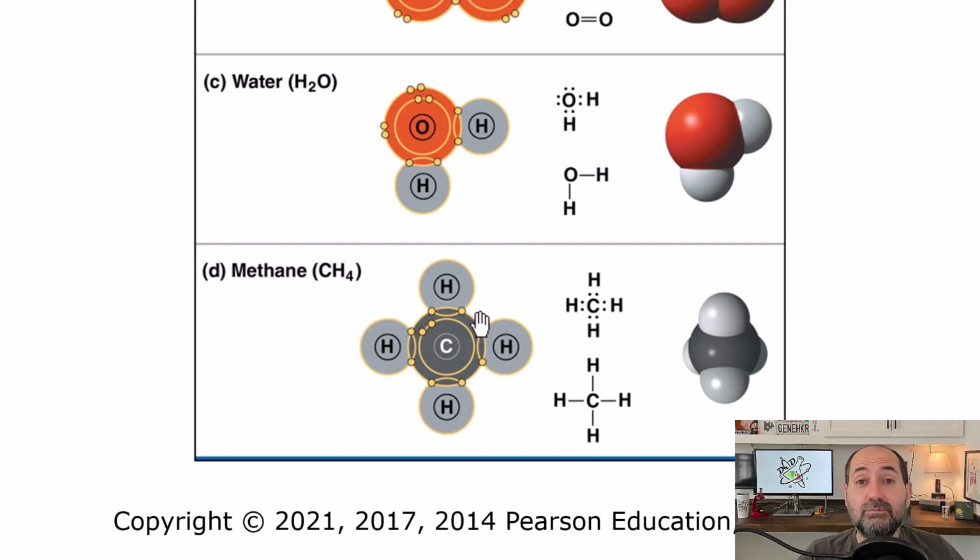Now, briefly, let me ask you this. Do you remember this molecule right here? Look at this molecule right here. What was this? CH4. That was methane, right? Methane. And do you recall if this was a polar molecule, an ion, or a nonpolar molecule? It was nonpolar, right? Do you remember why? It was because the carbon and the hydrogen have the same what?